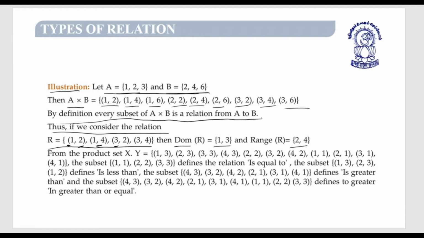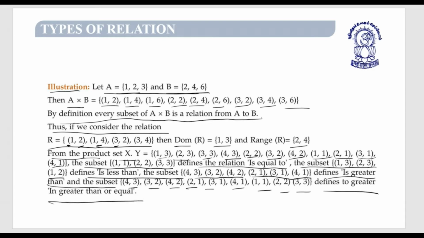From the product set X × Y, the subset {(1,1), (2,2), (3,3)} defines the relation "is equal to". The subset {(1,3), (2,3), (1,2)} defines "is less than". The subset {(4,3), (3,2), (4,2), (2,1), (3,1), (4,1)} defines "is greater than". The subset {(4,3), (3,2), (4,2), (2,1), (3,1), (4,1), (1,1), (2,2), (3,3)} defines "is greater than or equal to".